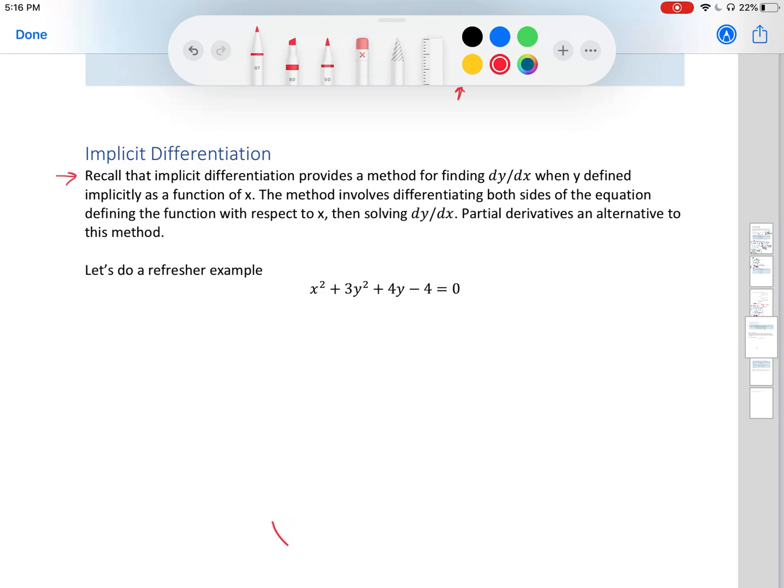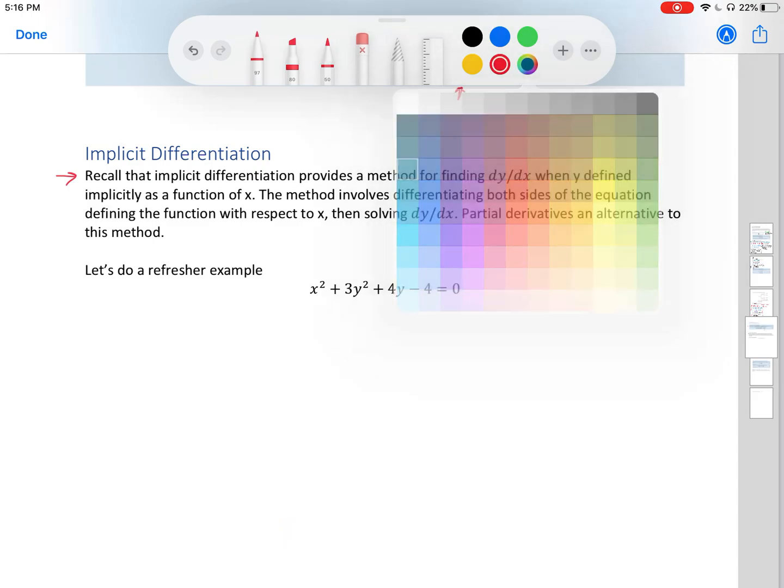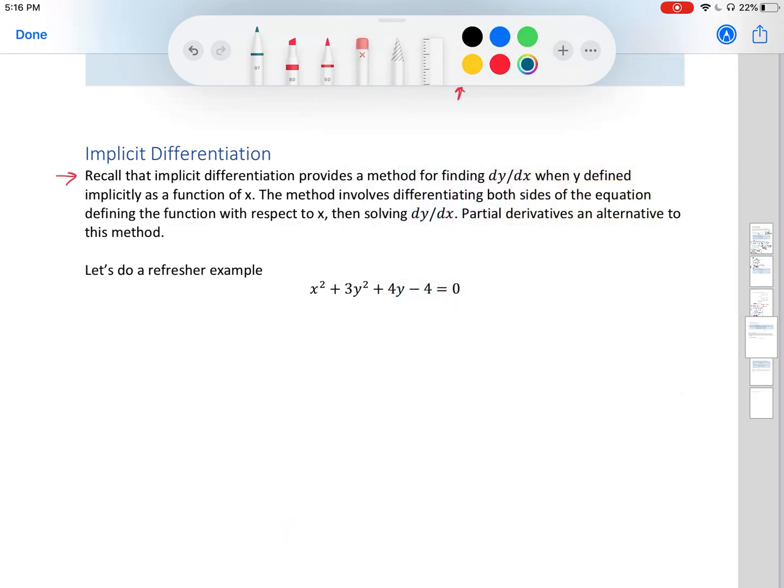All right, so let's do a refresher example of when you did implicit differentiation. The main idea of implicit differentiation is finding the derivative when you have your equation in terms of both x and y. A common example was, okay, you have a circle equation. How do you find your derivative? Well, that's how you introduce implicit differentiation, right? Now let's do an example.